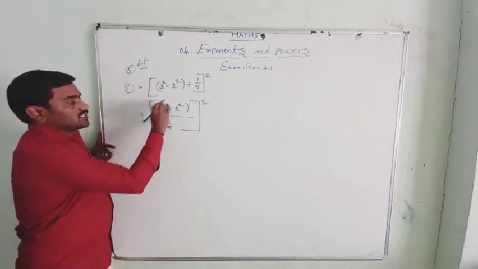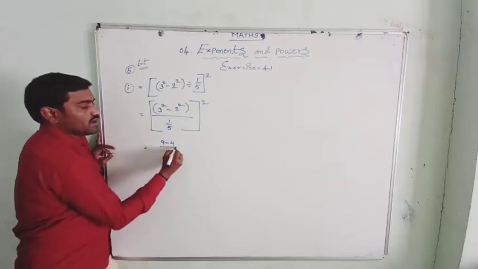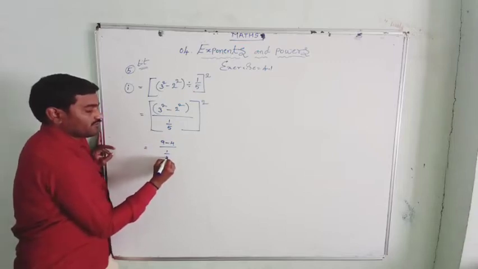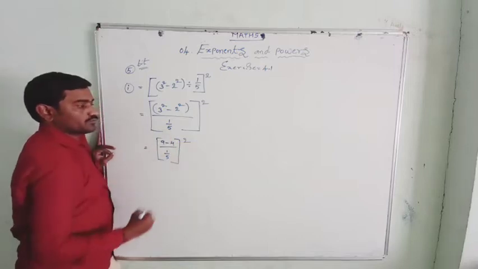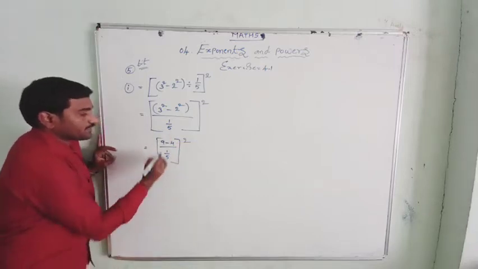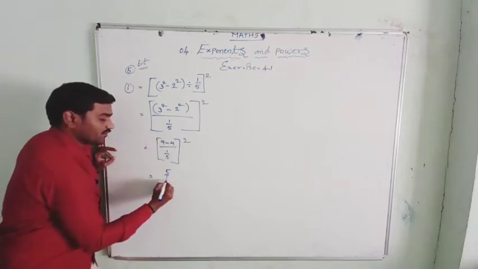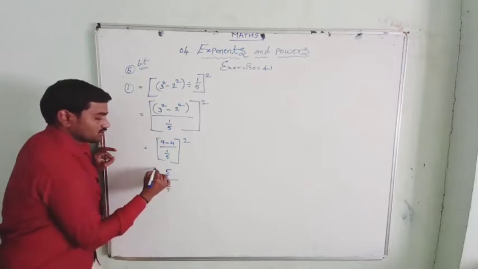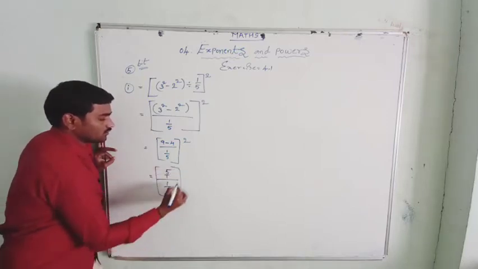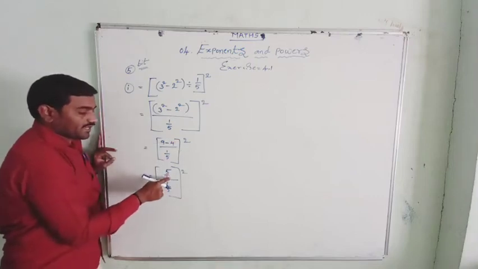So see that 3 square is 9 minus 2 square is 4, by 1 by 5, this all to the power of 2. So here 9 minus 4 is 5. That 5 I will write as 5 by 1, by 1 by 5, this all to the power of 2 again. 5 I can write as 5 by 1.